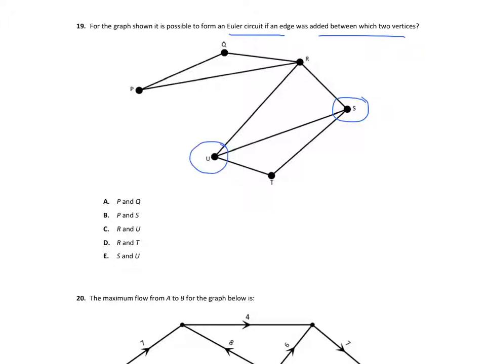So in order to make an Euler circuit, we want to add another edge between those two odd vertices. And if we were to do that, you can see now the degree of each becomes 4, an even number. So we always want to add between the two odd vertices where possible, and that gives us our answer of E.